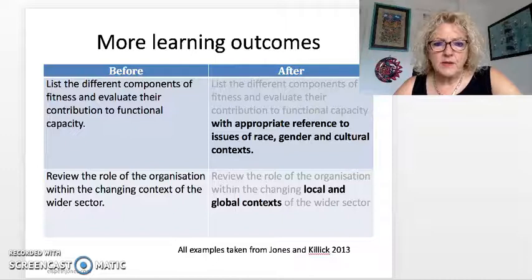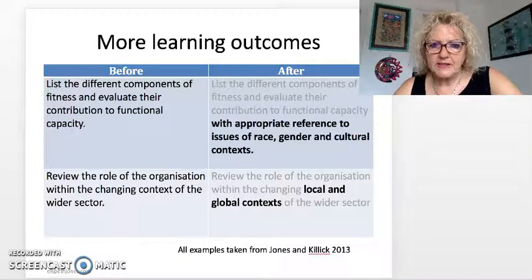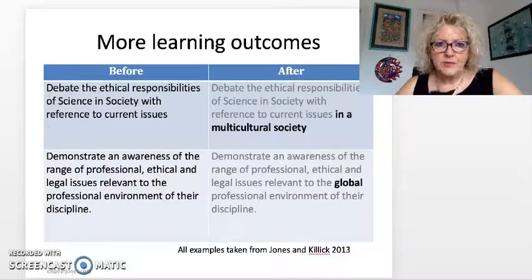The next one: review the role of the organisation within the changing context of the wider sector. We added the idea of local and global contexts. And then in the final set of examples, oh sorry, that's the same example as the previous one.